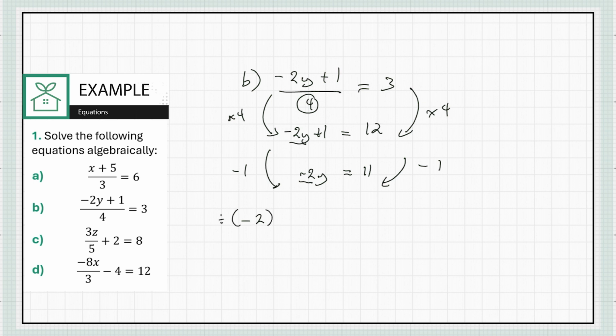So we're going to divide this side by negative 2, and we're going to divide this side by negative 2. Alright, 11 divided by negative 2, well that's just going to be negative 11 over 2. And then negative 2 divided by negative 2 is just y. So y equals negative 11 over 2.